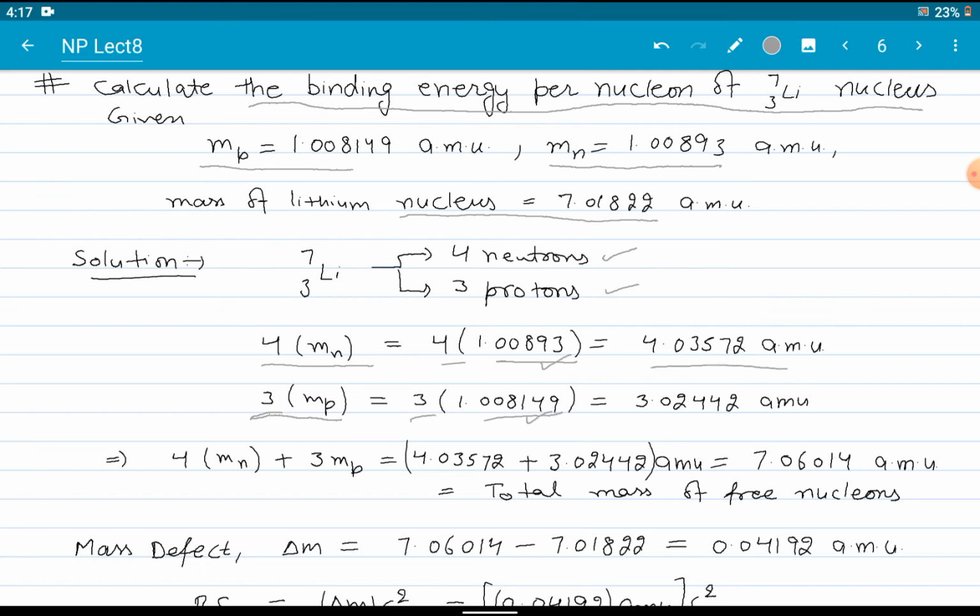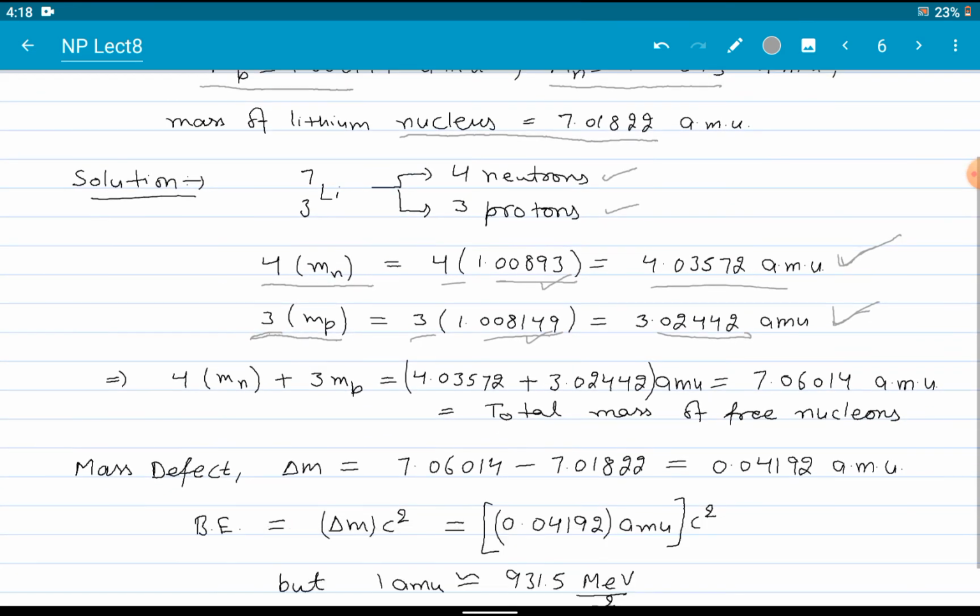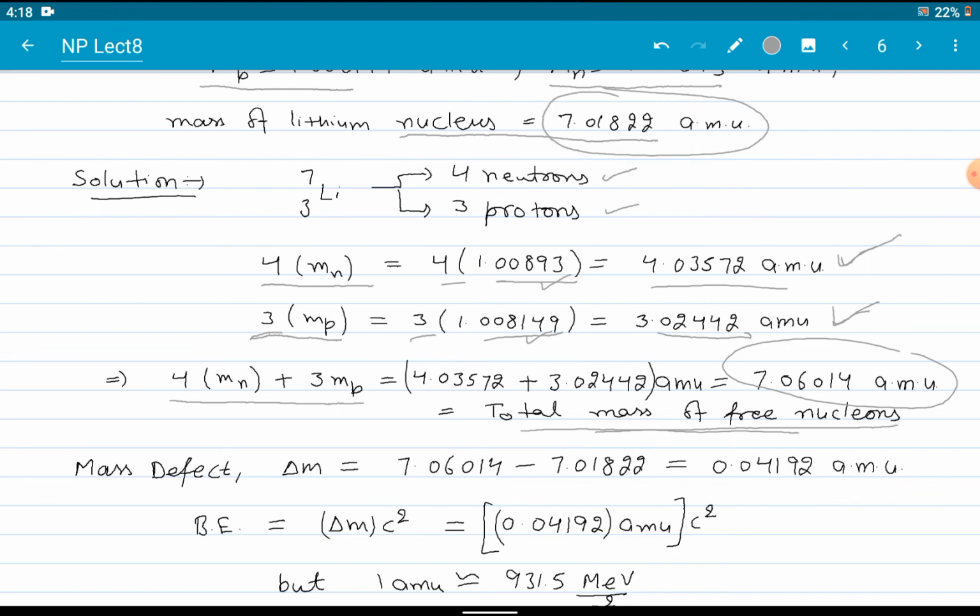तो ये कैलकुलेट करके हमने निकाल लिया मास ऑफ 4 न्यूट्रॉन्स एंड मास ऑफ 3 प्रोटॉन्स. Now when we add this, this is the total mass of free nucleons. जब आपके 4 न्यूट्रॉन और 3 प्रोटॉन जब वो फ्री स्टेट में हैं तो उनका मास इतना है. लेकिन जब उनसे आप लिथियम के न्यूक्लियस को बनाएंगे तो उनका मास कितना होगा, इतना, क्योंकि मास ऑफ लिथियम न्यूक्लियस दे रखा है. तो देखिए इसमें और इसमें डिफरेंस है और इसी डिफरेंस को हम बोलते हैं मास डिफेक्ट.